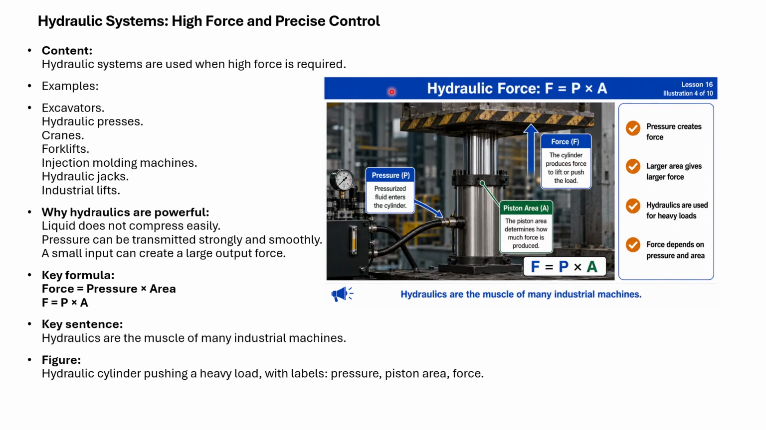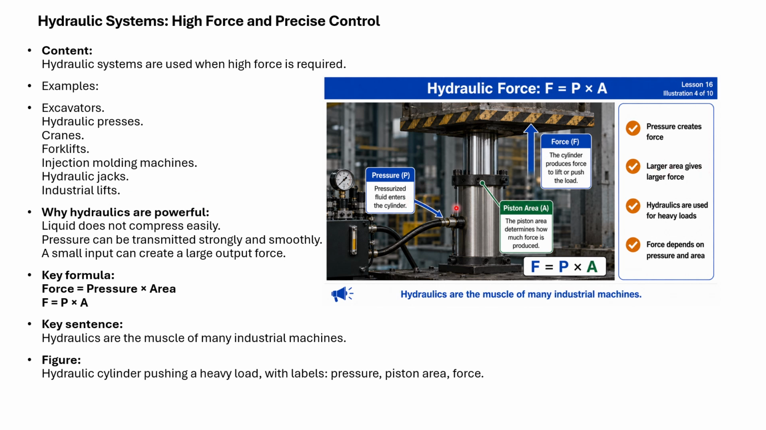Hydraulic systems: high force and precise control. Hydraulic systems are used when higher force is required. Examples: excavators, hydraulic presses, cranes, forklifts, injection molding machines, hydraulic jacks, industrial lifts.